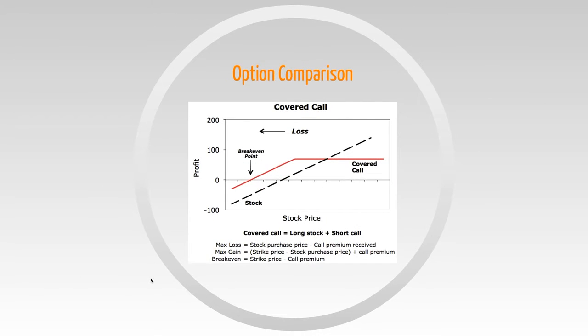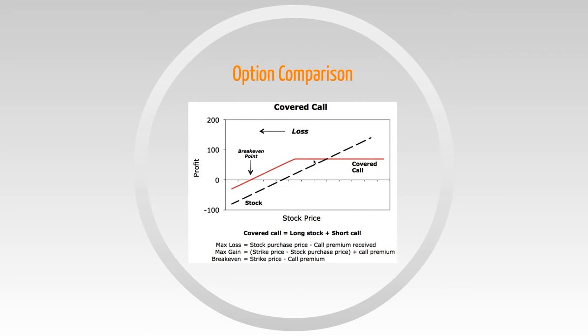Our next position is called a covered call. In this case, we've bought the stock, but we've sold off the right for someone else to buy that stock at a preset strike price sometime in the future. And here's how the graph looks. We have a flat line because we've given away the upside.